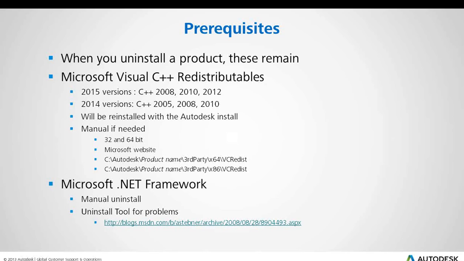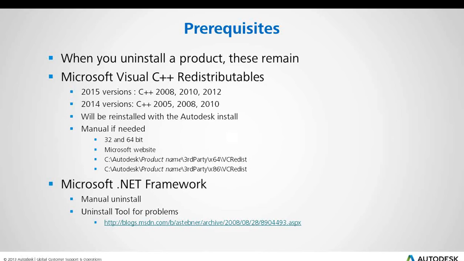And the other prerequisite is the Microsoft .NET framework. Usually, if it's failing on that, again, you can just go into Control Panel, do an uninstall of the .NET framework from there, and then run the Autodesk installer. It'll install the .NET framework as part of the reinstall, and usually you're fine at that point.